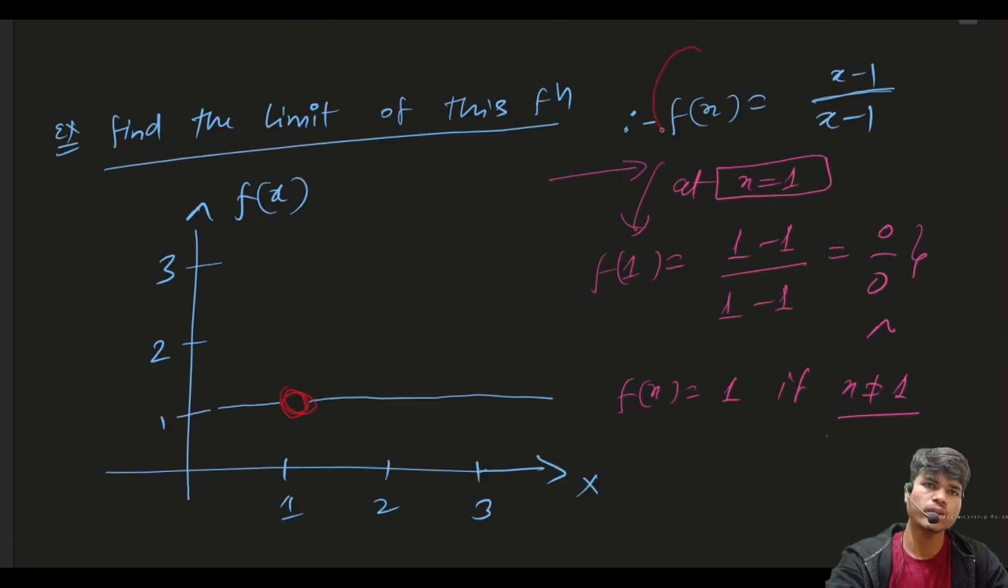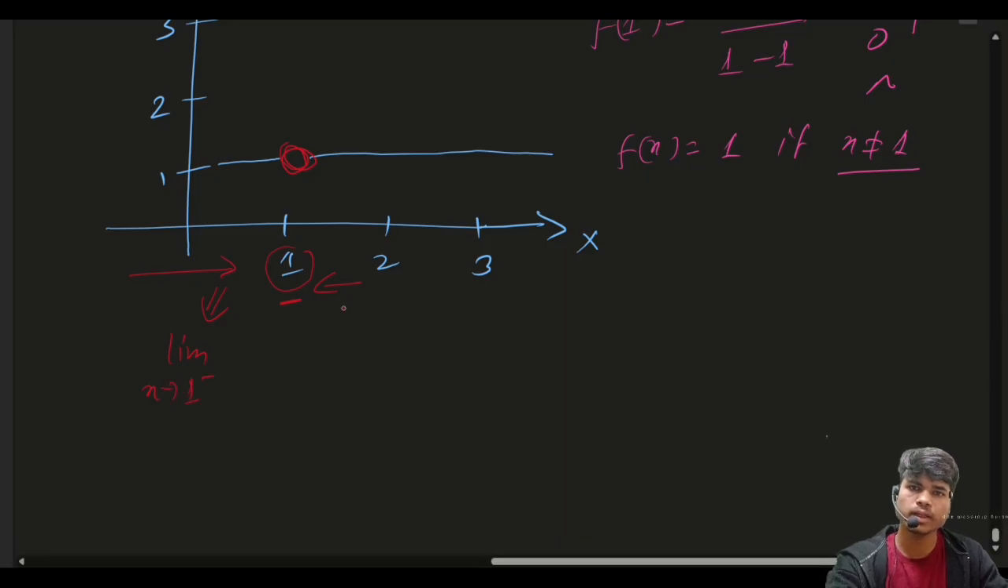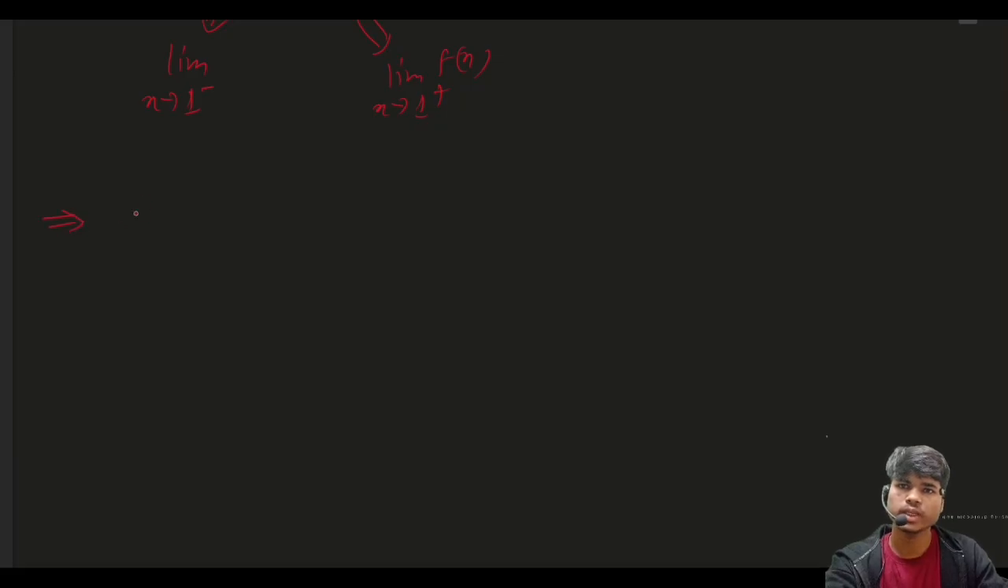If we talk about the limit of this function at x equals 1, we will approach this number from the left hand side and the right hand side but never achieve this number. So the left hand limit will be limit x tends to 1 negative, and the right hand limit will be limit x tends to 1 positive f of x. So for the left hand limit, we have limit x tends to 1 negative f of x.